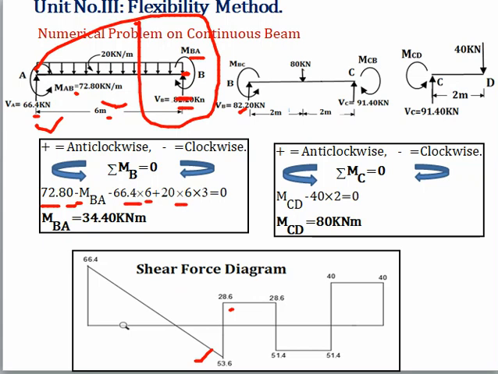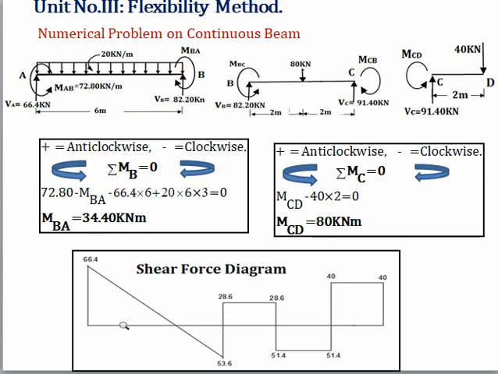Then the last one is due to this UDL, the moment about B. So convert the UDL into a point load, which will act at the center. That point load is 20 into 6 and the lever arm is 3, half of 6, and it will rotate about B in an anti-clockwise direction. Therefore, positive, and the sum is equal to 0. So by solving we have MBA equal to 34.40 kilonewton meter.